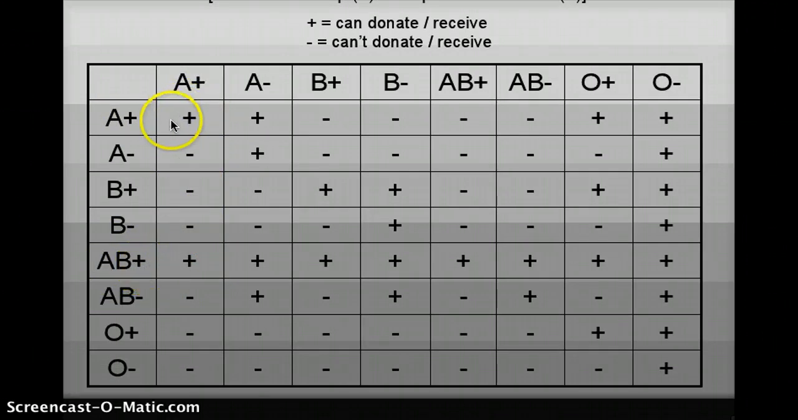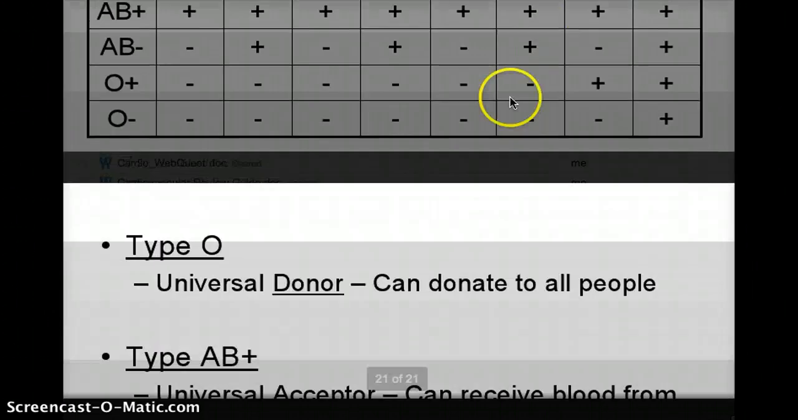Who can they receive blood from? A positive can receive blood from A positive. They can receive blood from A negative. They can receive blood from O positive. They can receive blood from O negative. Okay, so that's again how you read that.